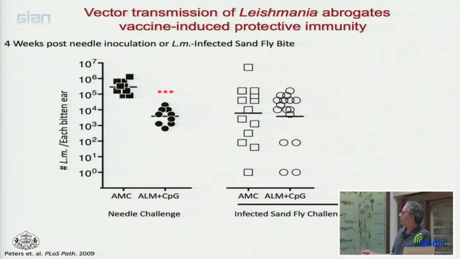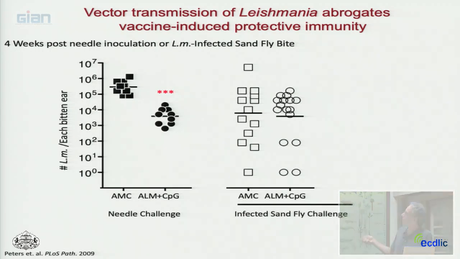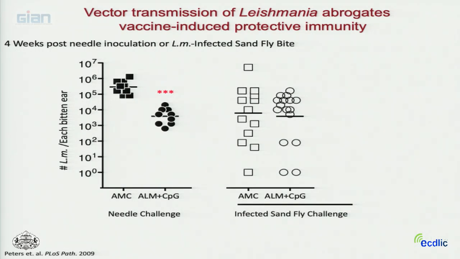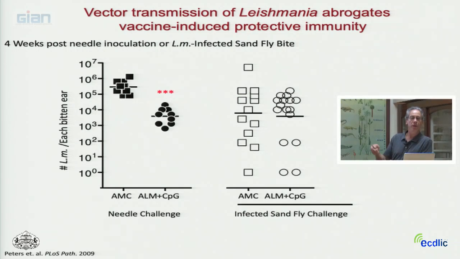When we do infected fly challenge, again, the first thing you'll notice is the range of parasite loads. When you use flies to transmit infection, that delivers such a range of doses. So we have to use a lot more mice. But what is obvious here is that this killed vaccine didn't confer any protection against fly challenge. So there is a difference.